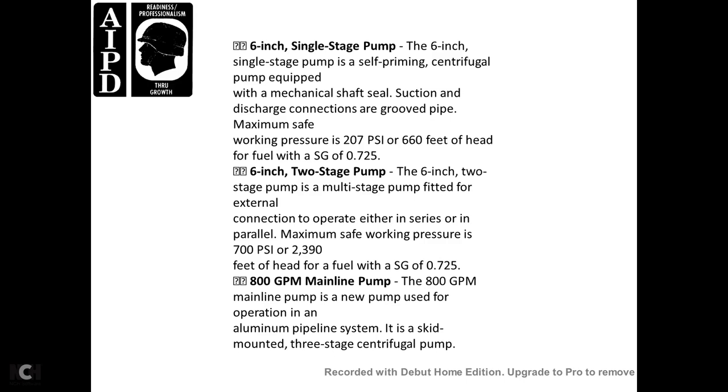6-inch two-stage pump. The 6-inch two-stage pump is a multiple-stage pump fitted with an external connection to operate with either series or parallel, with a maximum safe working pressure of 700 psi or 2,390 feet of head for a fuel with a specific gravity of 0.725. 800 gallon per minute mainline pump.